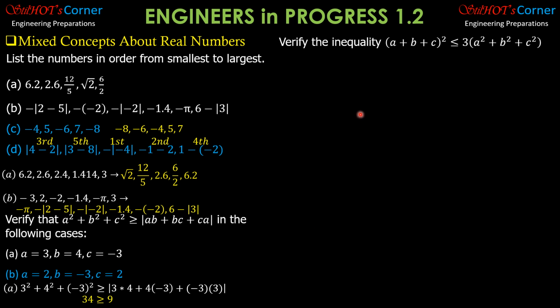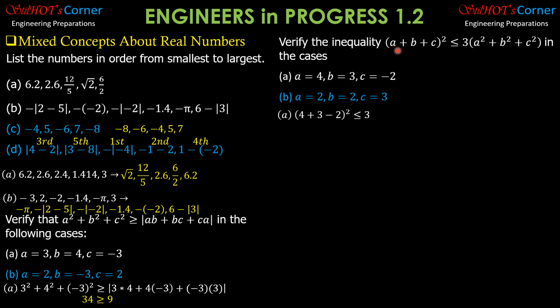Verify the inequality: the quantity A plus B plus C, squared, is less than or equal to 3 times the quantity A square plus B square plus C square, in the case where A is 4, B is 3, C is negative 2. So on the left side, 4 plus 3 minus 2, quantity squared, is less than or equal to 3 times the quantity 4 square plus 3 square plus negative 2 square. 4 plus 3 is 7, minus 2 is 5, 5 square is 25. That is less than 3 times 4 square plus 3 square, 25, plus 4, 29. So 25 is less than or equal to 87. And for your part, show that 49 is less than or equal to 51.